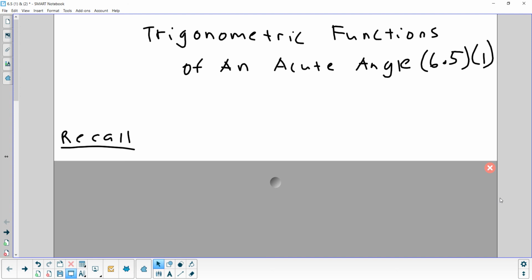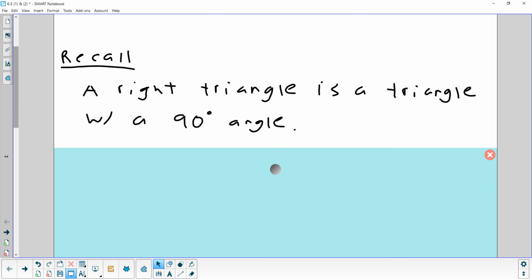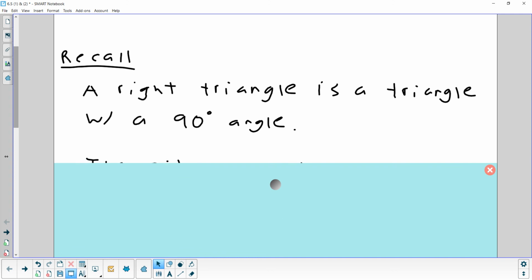So, someone remind me, what does that mean if you have a right angle? Nick? One of the angles is 90. Yeah, one of the angles is always going to be 90, and as long as you have a 90, there's a certain theorem you can always use that tells you a relationship about the sides. So, Nick just said a right triangle is a triangle that has a 90-degree angle.